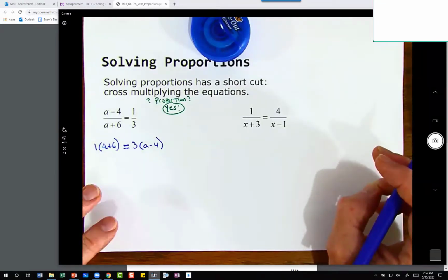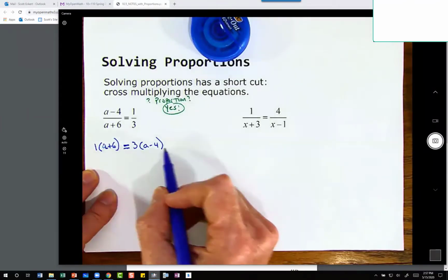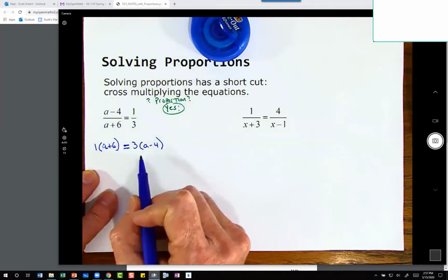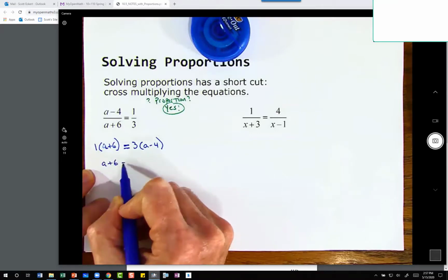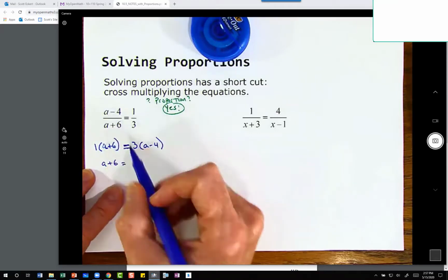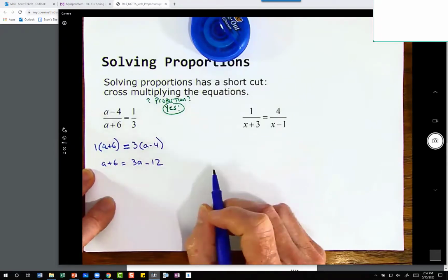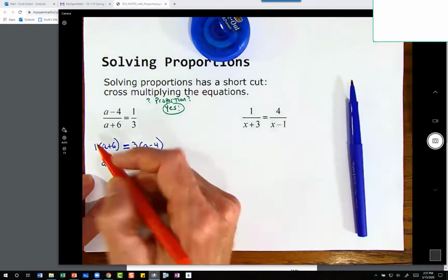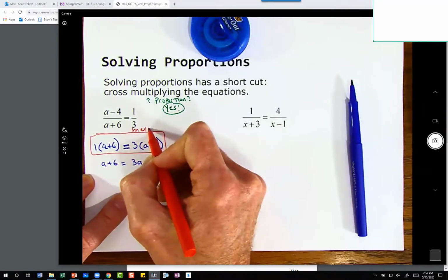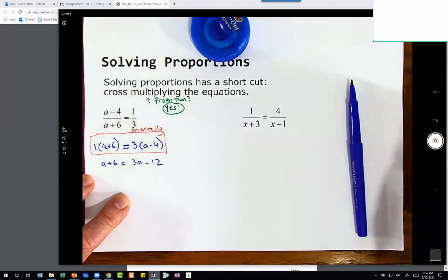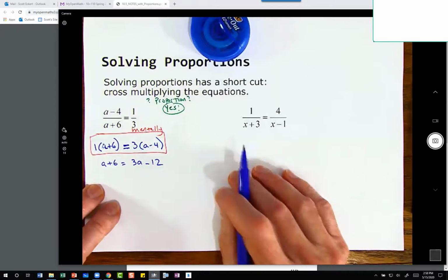All we have to do is get rid of parentheses and get a by itself. Most students, once you've done this a couple of times, you're going to skip that step because you can do all that in your head. 1 times a plus 6 is a plus 6. When you cross multiply 3 times a, you get 3a. Cross multiply 3 times 4, we get minus 12. So many people will do this part mentally. But if it's a little confusing for you at first, go ahead and write down the cross multiply step so that you don't make any mistakes here.